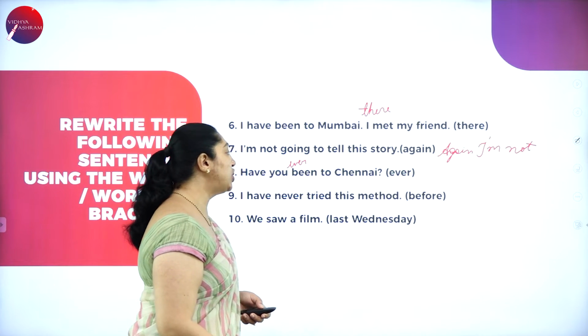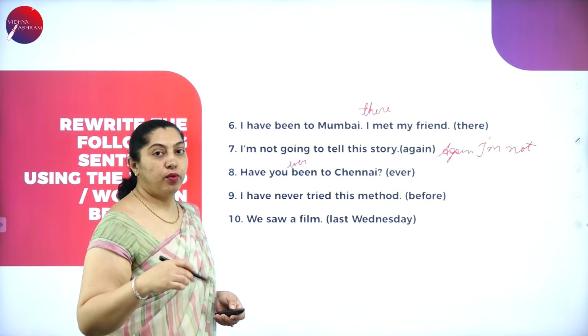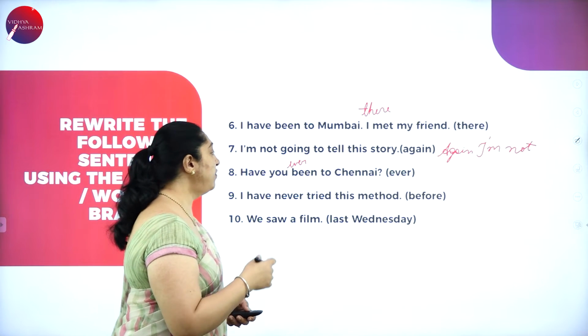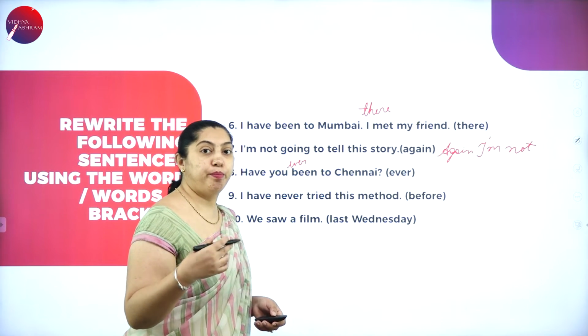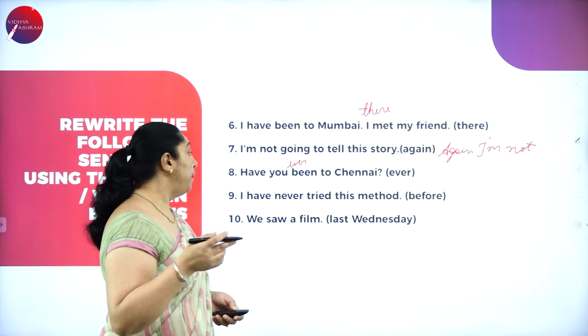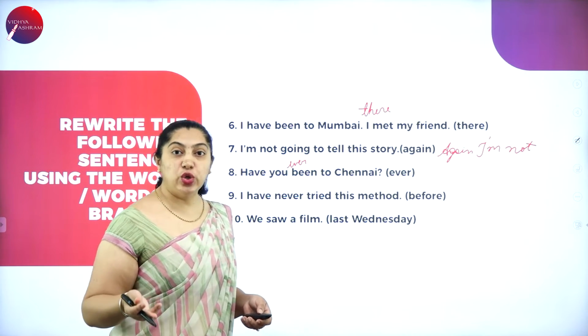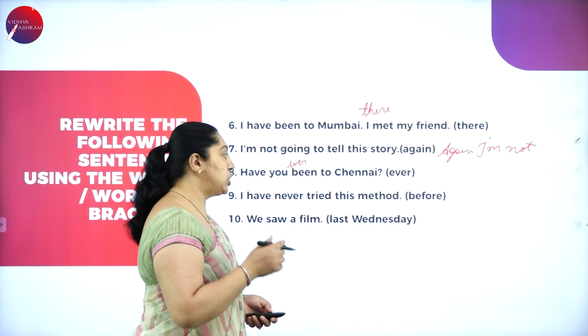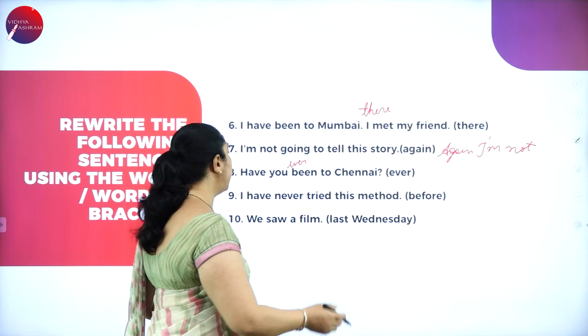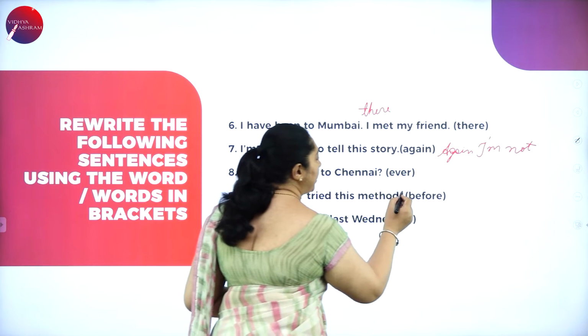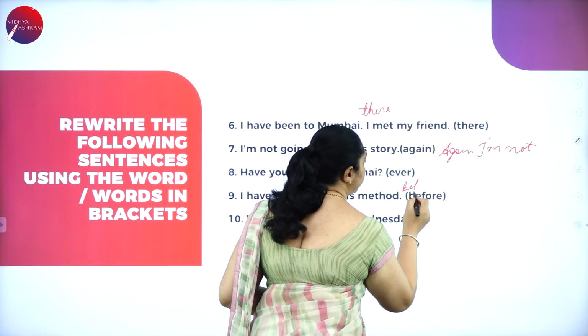I have never tried this method. The word is before. I have never tried this method before, or is before. I have never tried this method. No, there is no meaning for this sentence. So, what is the correct sentence here? I have never tried this method before.